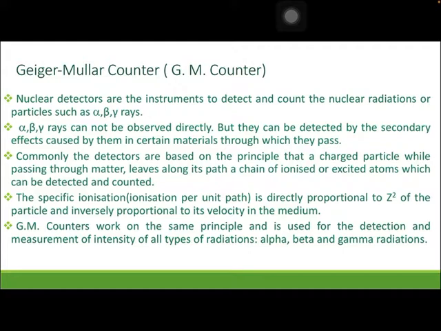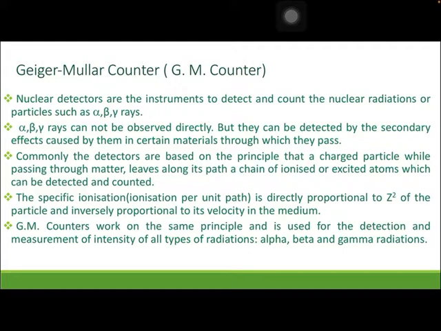The specific ionization, that is ionization per unit path, is directly proportional to the square of the charge, that is z square, of the particle, and inversely proportional to its velocity in the medium. So GM counters are based on the ionization of atoms by the charged particle. So that is the principle. Okay, this is a very important property.